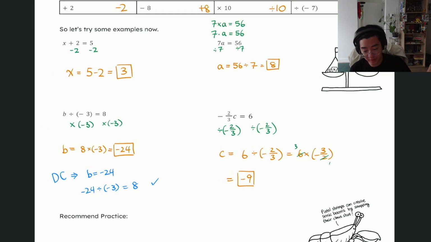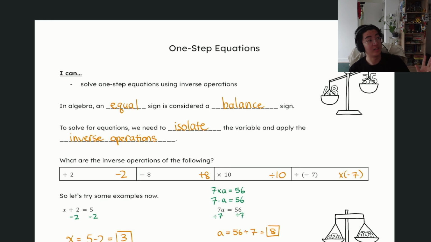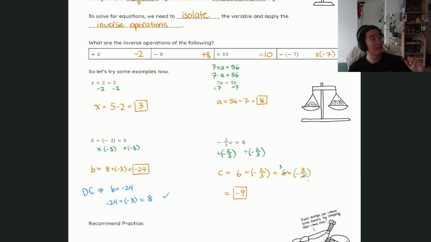So this is what we call one-step equations, because we're only doing one step. We are only applying the inverse operation one time. And that's it for today's lesson. In the next few lessons, we'll practice with more complicated equations. But for now, I just want y'all to get used to the inverse operations. So always remember, the variable has to be on one side, doesn't matter which side, and everything else is on the other side.